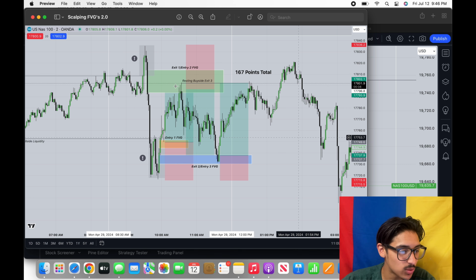Now we can take profit at the resting liquidity. Right there. That would be 167 points total. No, I did not take this trade. No, I did not take any of these trades. This is me backtesting. This is me studying this. So I know when the market does this, when this occurs, I know what to do. I know where to get in and I know where to get out.